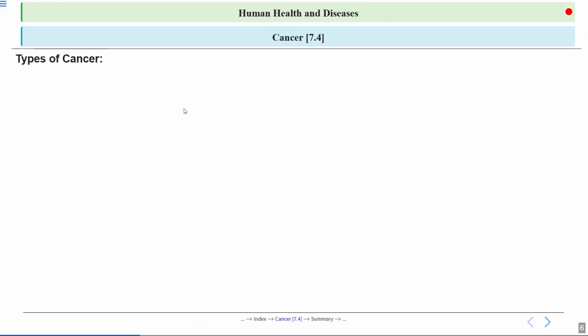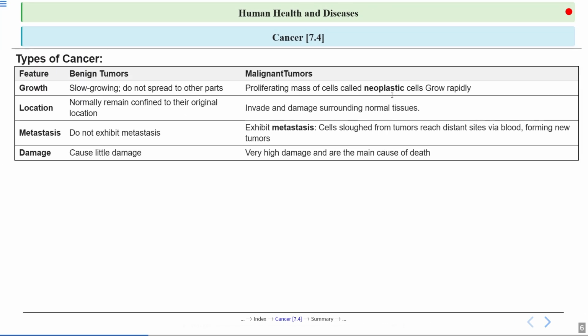Let's talk about the types of cancer. There are mainly two types: benign tumors and malignant tumors. The main difference between benign and malignant tumors is their behavior. Benign tumors are slow growing. They stay in one place and do not spread to other body parts. Whereas malignant tumors, which are cancerous, grow fast, invade nearby healthy tissues, and can spread through the blood to other areas of the body to form new tumors.